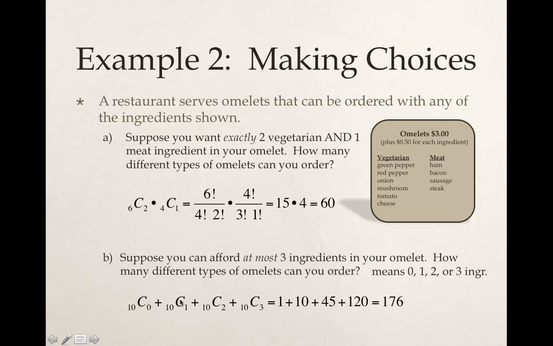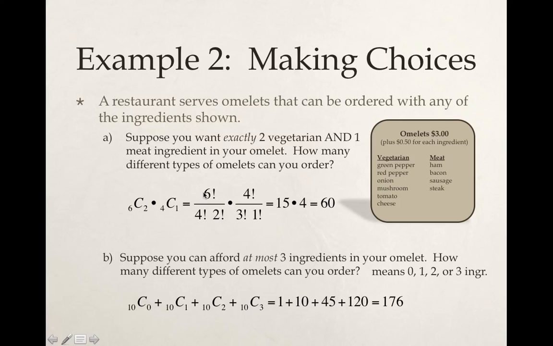Then I have the combination of 10 ingredients taken 1 at a time. Well, if I just want 1 ingredient, there's 10 different choices, so that makes sense that I would get 10 from that. Then I can take my 10 ingredients and choose 2 of them in whatever order. So that gives me 45 different possibilities. And then 10 ingredients chosen 3 at a time would give me 120 possibilities. So when I add all of those possibilities up, I end up with a total number of 176 different omelets.